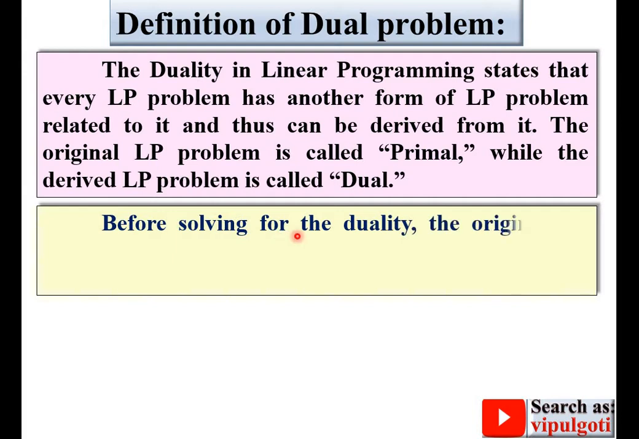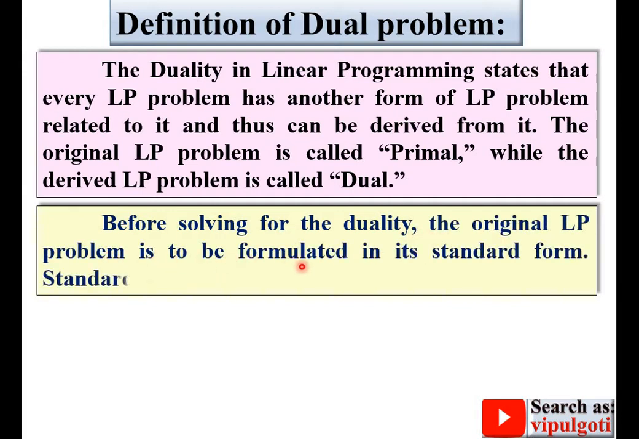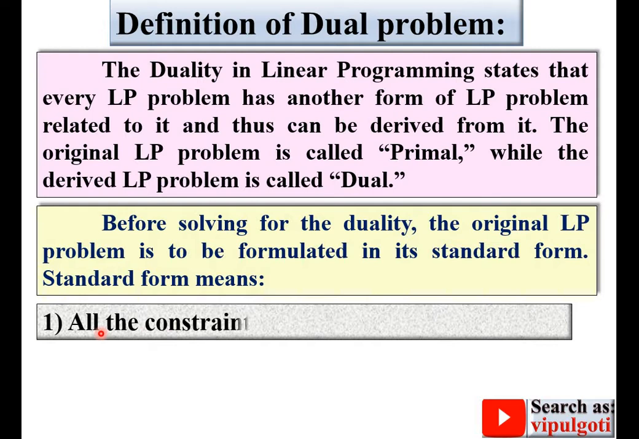Before solving for the duality, the original LP problem is to be formulated in its standard form. Standard form means all the constraints must be less than or equal to for a maximization problem. That means if the nature of the objective function is maximization, then all the constraints must be less than or equal to. That is called the standard form of a maximization type problem.